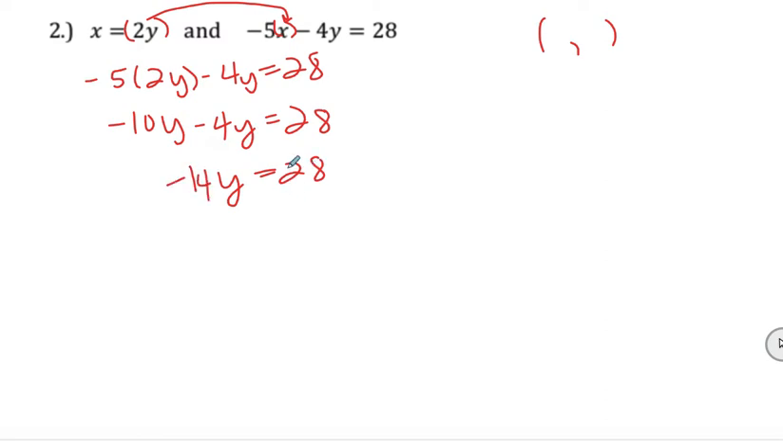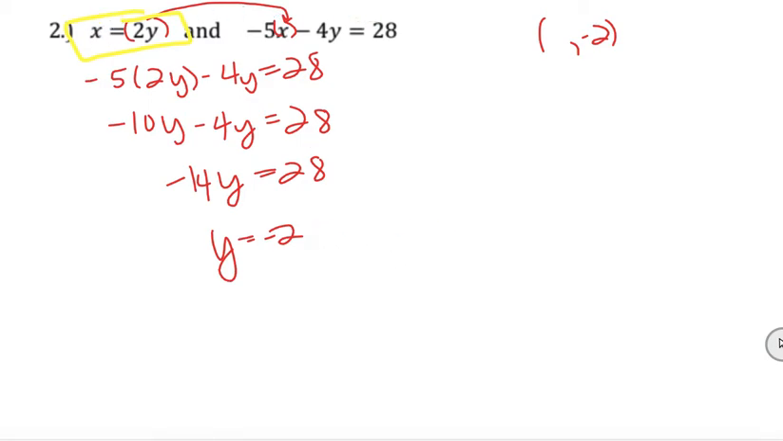Negative 28 divided by negative 14 is negative 2. So we know the value of y is negative 2. So now when you get your first answer, you're going to notice that it's always easiest to plug it back in to the first equation that you used to substitute with. But you can plug this into either equation.